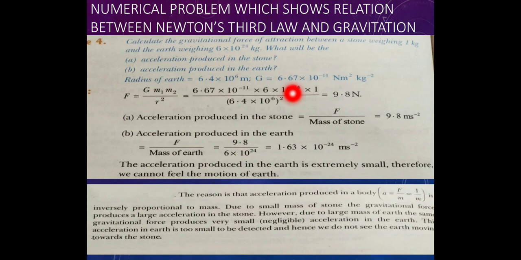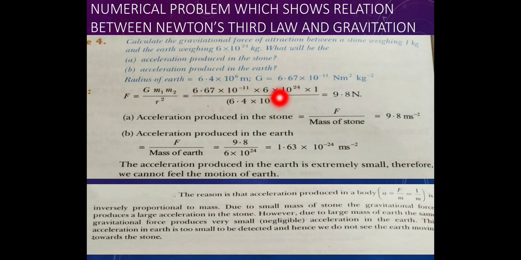And here 6.67, this is the gravitational constant. This is already given in the sum. So let us start. We have to find out the acceleration produced in the stone. So first we will use the formula F is equal to G m1 m2 upon r square. G we know that, we'll substitute the values. Here m1 will be the mass of the earth.